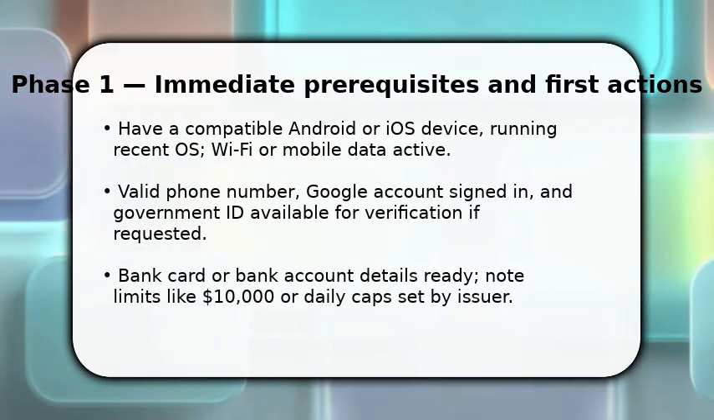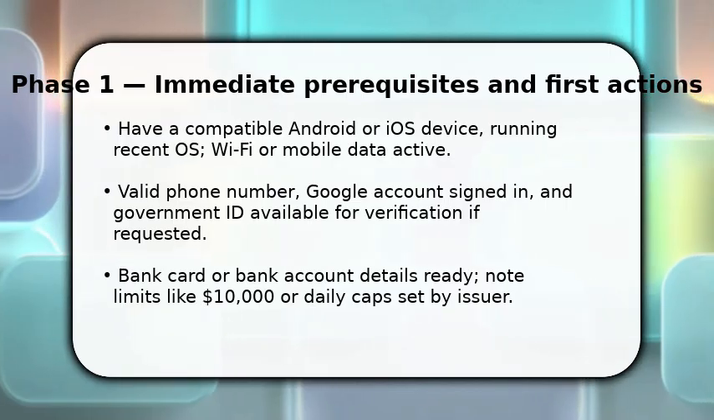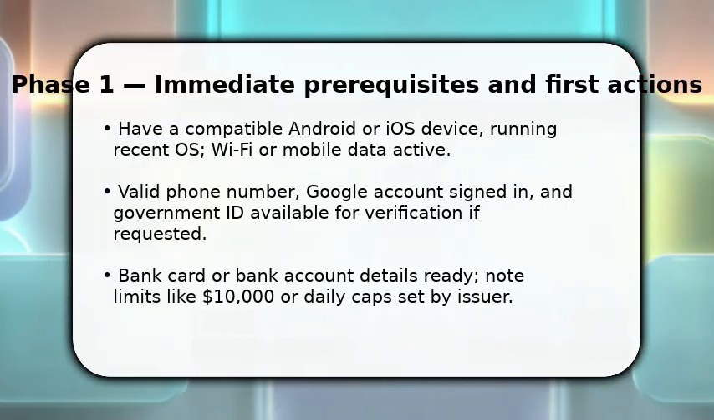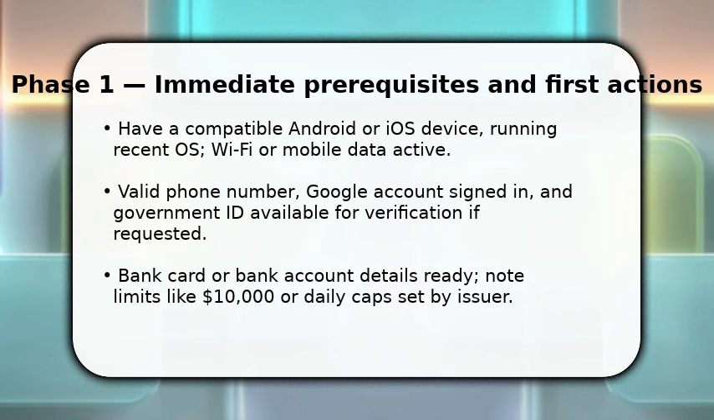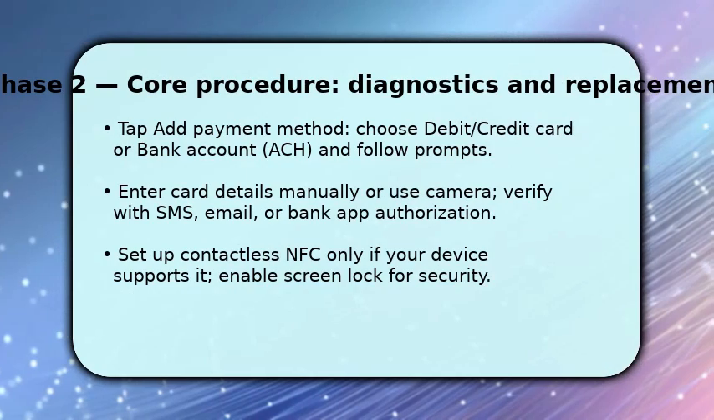Make sure to select the correct profile because verification differs. Next, prepare your bank card or bank account details. Keep a photo ID handy, in case Google requests identity checks for higher limits. You now add a payment method.